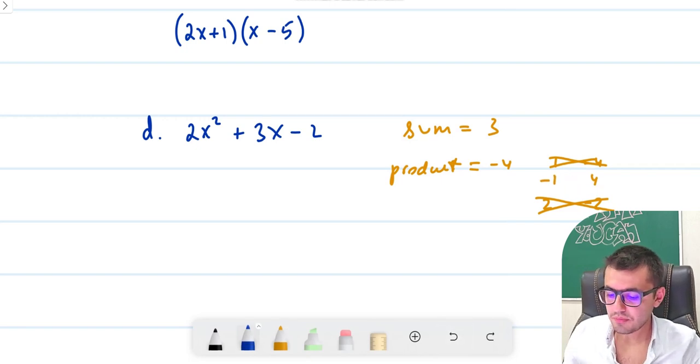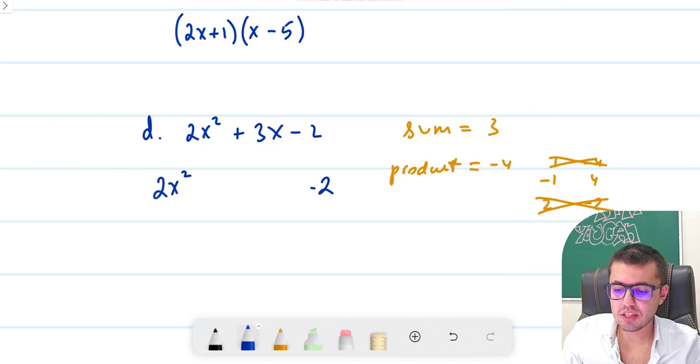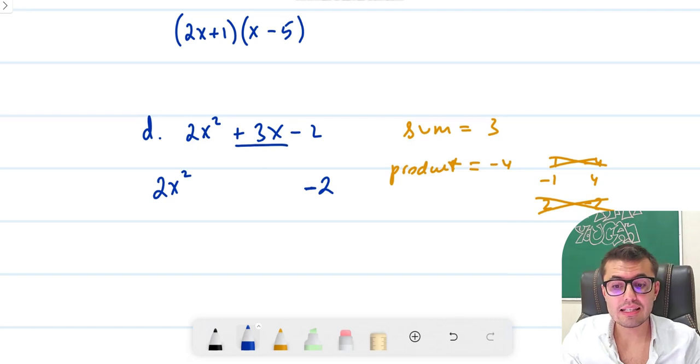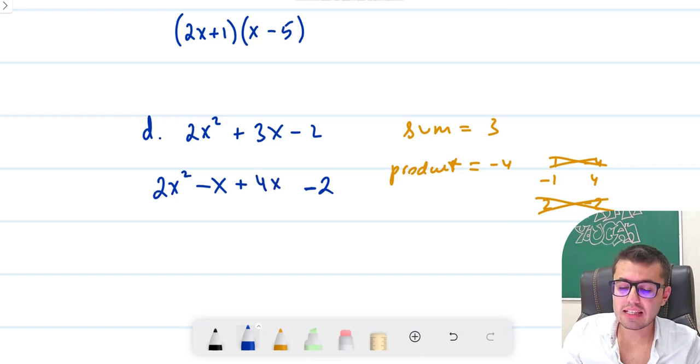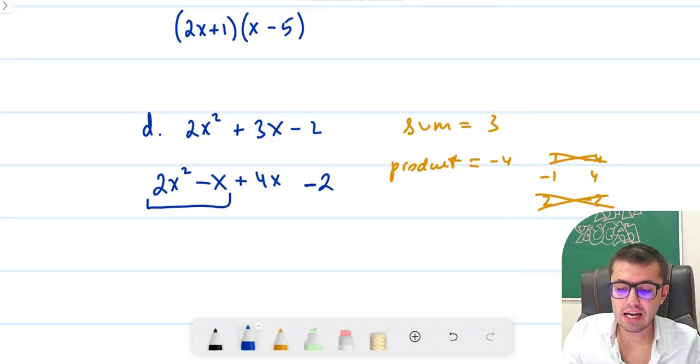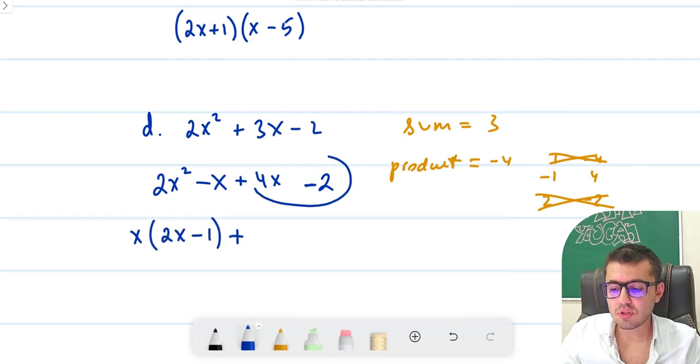So what I do, I copy the first and the last, and I split the middle into two numbers. I write -x, and again I put x near it, and the same thing with the last one, 4x, and it doesn't matter what the order is. I can put 4x first and -x next. I would get the same answer. I take out x from these two terms, so x times 2x minus 1, and I take what's common to both of the others. It's 2, right? So I take 2 out, so I'm left with 2x minus 1.